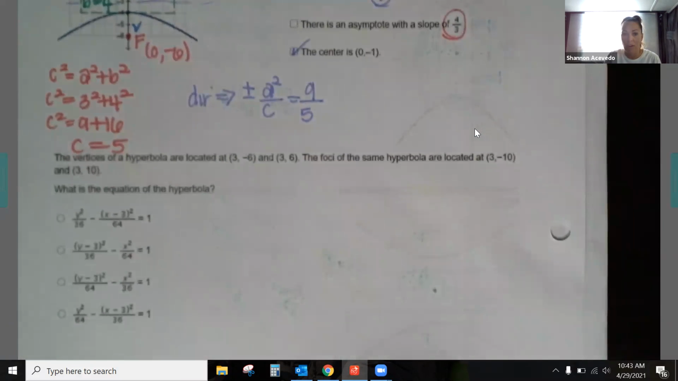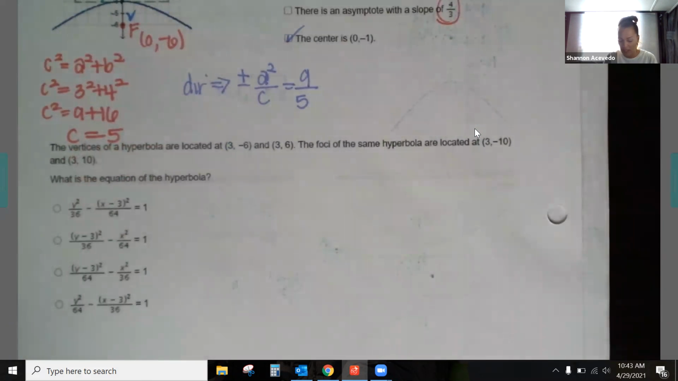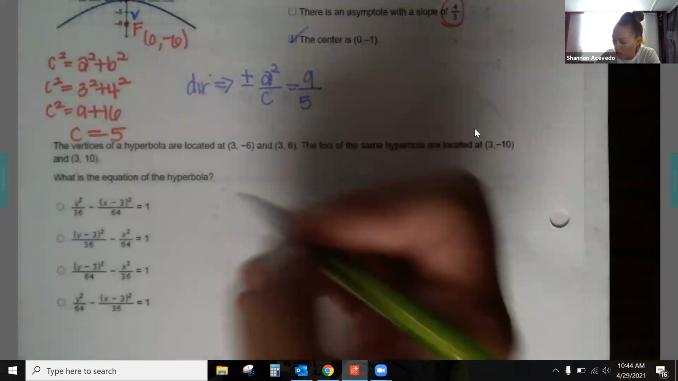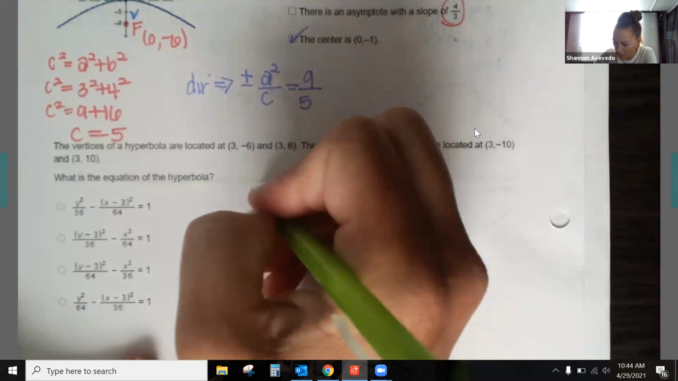And I have my last problem. So this one says the vertices of my hyperbola are located at (3, -6) and at (3, 6). So I have my vertices. So let's see what this looks like.